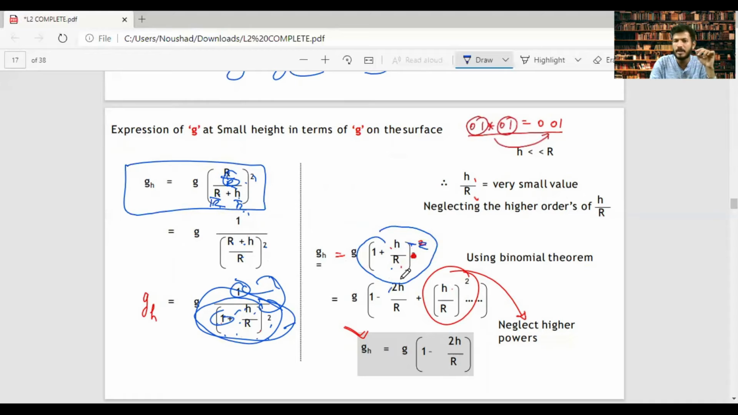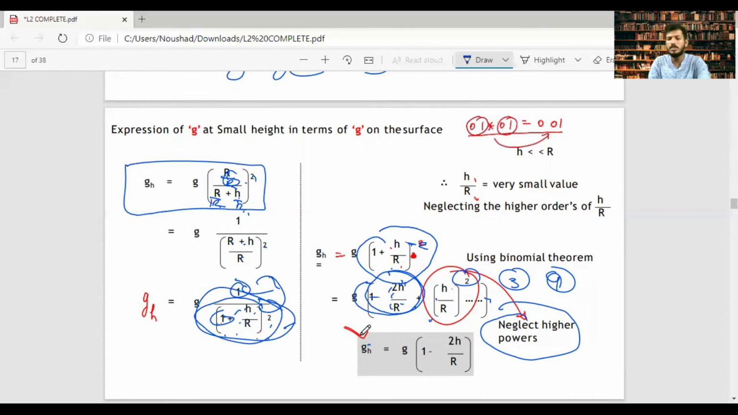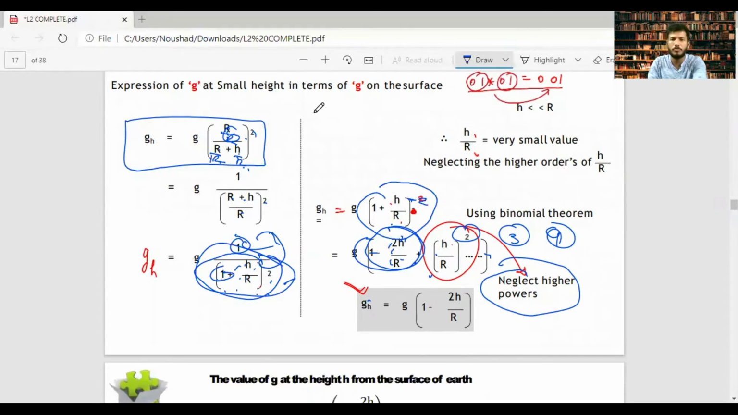Expanding, 1 minus 2h/R plus higher terms of h/R. Neglecting higher powers. What do I mean by higher powers? h/R, 2h/R, 3h/R. So neglecting higher powers, square, cube, fourth power, all these powers are neglected. Then only this term remains: 1 minus 2h/R. So the final equation I am writing here: gh = g(1 - 2h/R). It's very, very important.